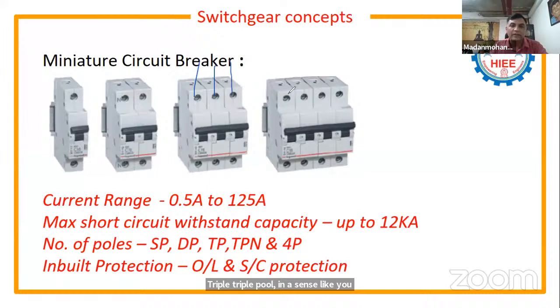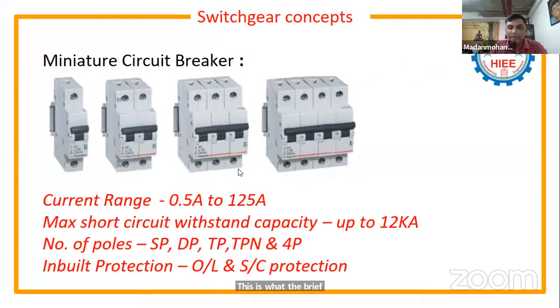RYB is connected. Four pole is like RYB and N is connected like this. Double pole is only phase and neutral is connected. Single pole is only phase is connected like this. Okay, and the inbuilt protection provided with the breakers: all MCBs are provided with overload and short circuit protection, guys. So this is the brief about MCB.